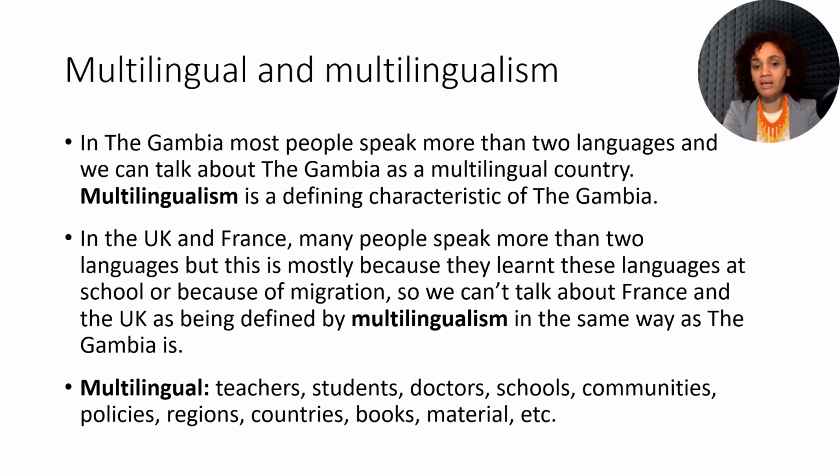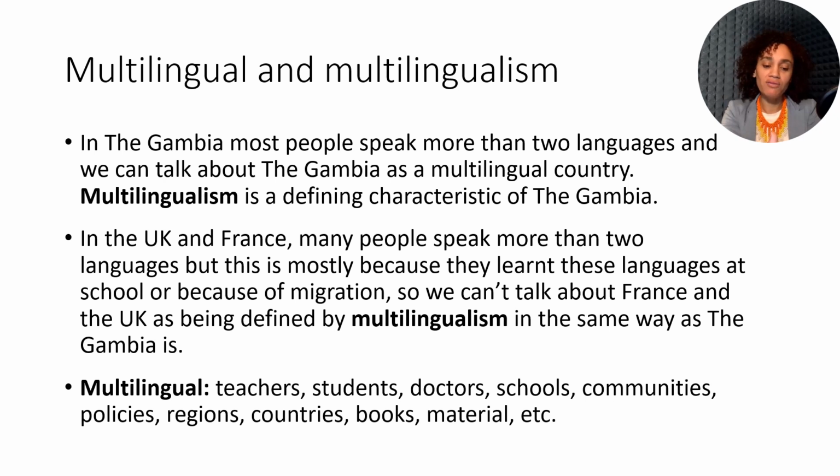So what I want to do here is draw your attention to differences between three contexts that I know. So the Gambia on the one hand, and the UK and France, to give you the opportunity to think about things that, as people immersed in a highly linguistically diverse environment, you might take for granted. So if we focus on the Gambia, we know that most people speak more than two languages, and therefore we can talk about the Gambia as a multilingual country, and multilingualism is something that characterizes the Gambia.